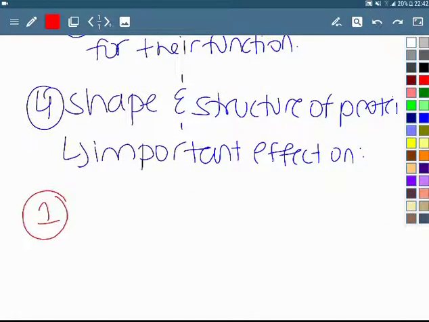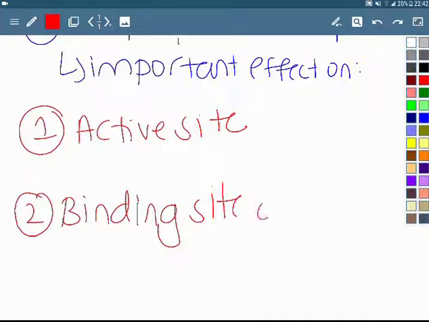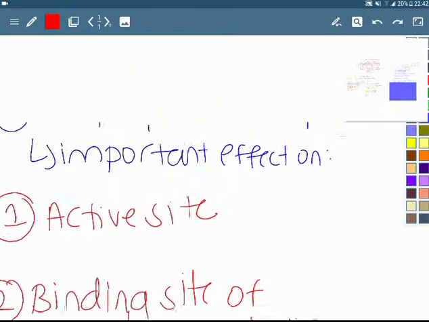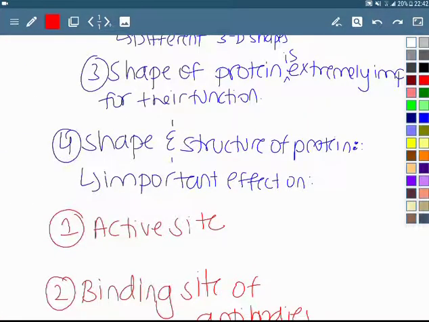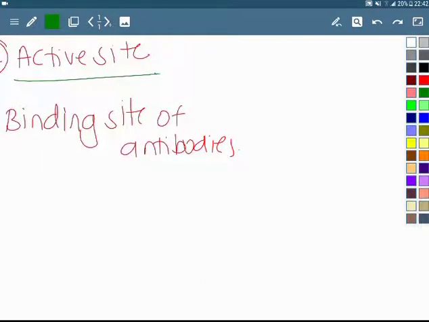It's on the syllabus too. So it's on the active site of enzymes and the binding site of antibodies. Okay, the shape and structure of protein, it has an important effect on active site. So basically, for the active site, I'm also gonna teach it in the other chapter, but I'm just gonna give a brief description.